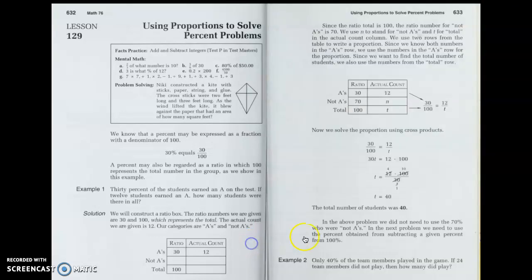All right, let's go to the next problem. Here's the math that you'll see. Feel free to use the actual proportion tables or the ratio tables. If they help you, awesome. If not, totally fine. Just don't even worry about it. All right, let's look at example 2. It says only 40% of the team members played in the game. If 24 team members did not play, then how many did play?